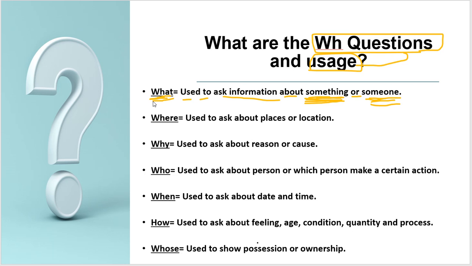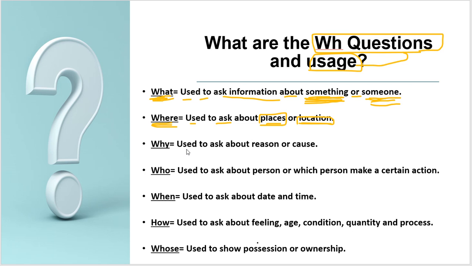Next, we have where. It is used to ask about places or location. So it gathers information about places or locations. Examples: where do you live? I live in Chanthaburi, so that is your location. Where do you come from? I come from Thailand. So we use the WH question where.